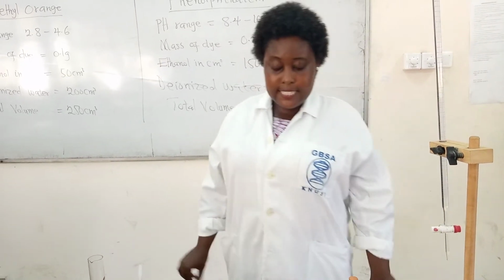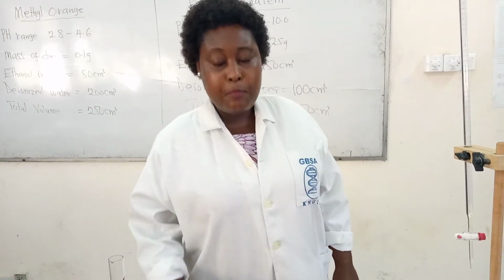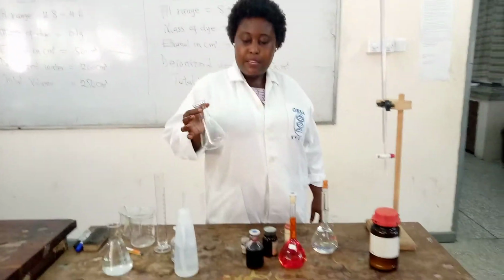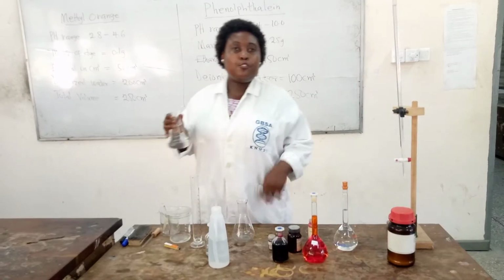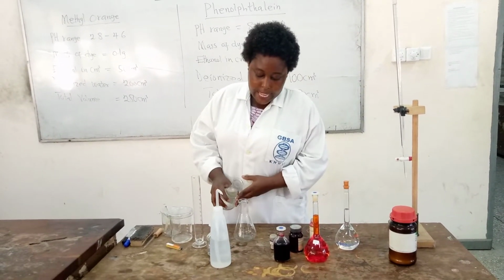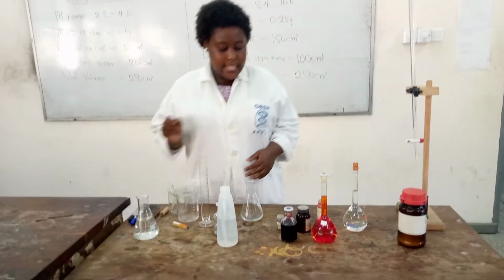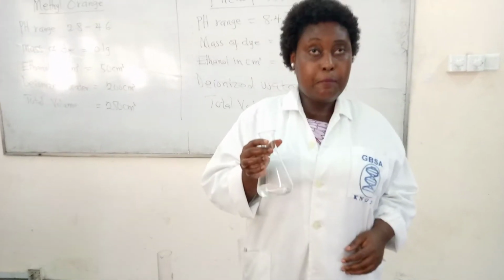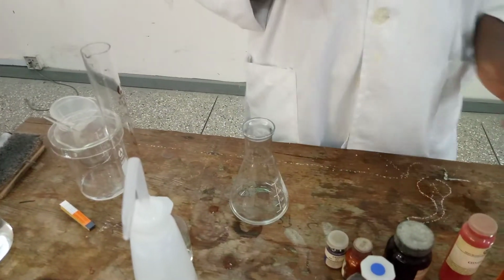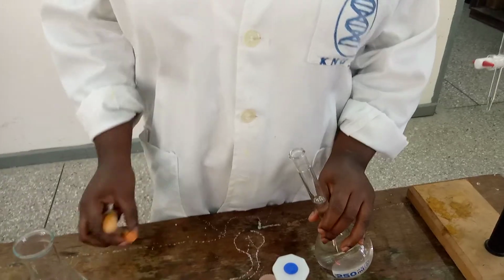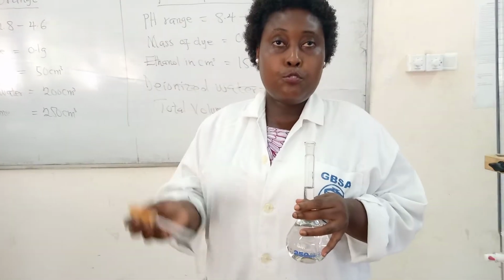So I'm going to test the indicator to see if it's working. I'm going to perform a titration here. I have my 250 ml volumetric flask. I have my base here, dilute sodium hydroxide. So I'm going to pour a little bit of the base into my conical flask. Then I have here my dropper. I'm going to pick a few drops of the phenolphthalein indicator that I've prepared, and add it to the dilute sodium hydroxide.